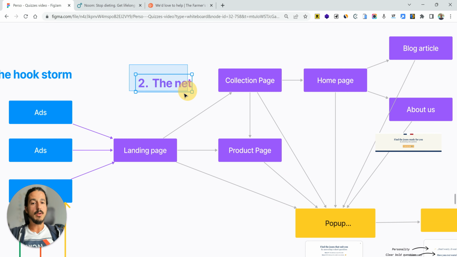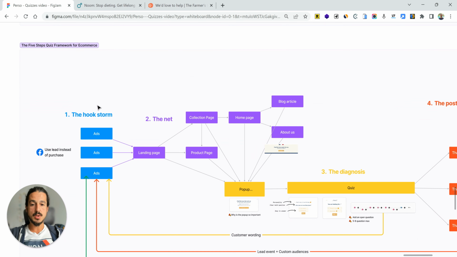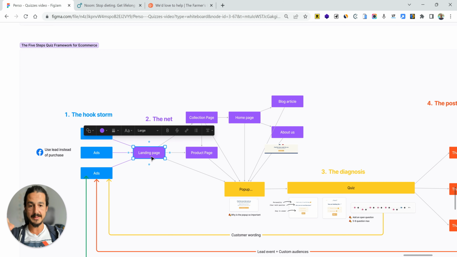This is why I call that the net. It is because as soon as someone is entering the website, the whole website is made in a way that at some point the customer will want to click on the call to action to do the quiz, because they understand that is the best way. I don't want to push it and make them do it on the landing page. I want to have an open experience so they can go ahead and discover the whole website. But at some point, they will understand that is the best way.